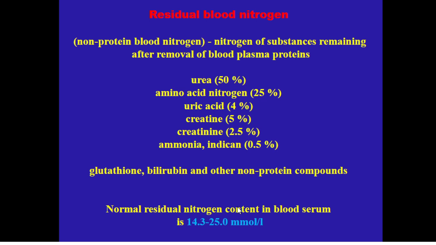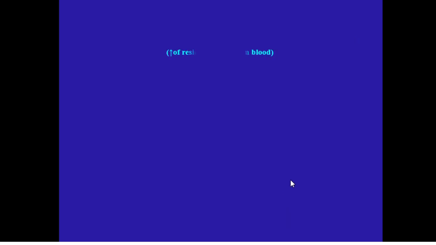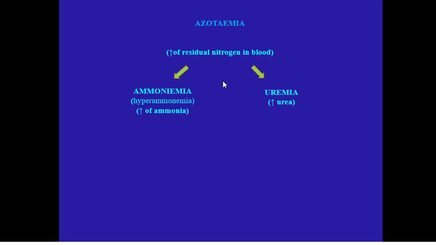Normal residual nitrogen content in blood serum is from 14.3 to 25.0 millimole per liter. I remind you that increased quantity of residual nitrogen in blood is named azotemia, and it can be separated into two important types. This is ammoniemia, increased quantity of ammonia on the base of decreased urea, and uremia, when it is significantly increased, especially urea.